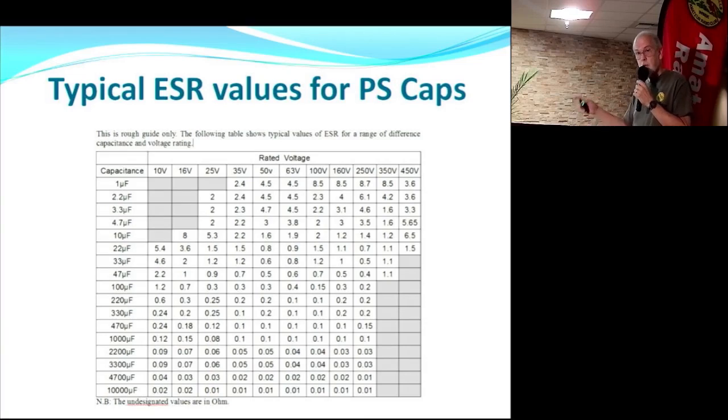So this is a typical chart. If you buy a Chinese ESR tester, they will sometimes stick this chart on the outside of the piece of equipment, and they expect you to look it up, voltage versus capacitance, to see what would be passing or failing. That's how they do it.